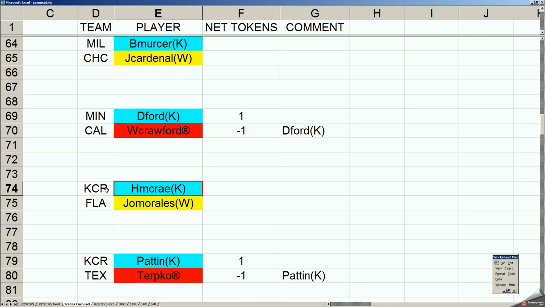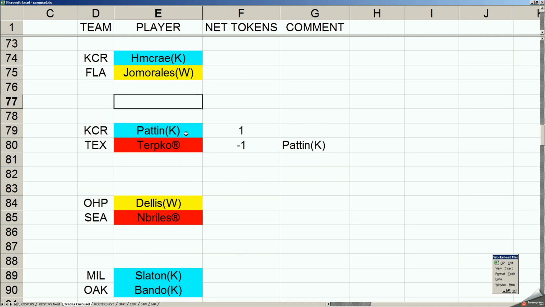Next move, the Kansas City Royals trade Hal McRae to Florida for Jose Morales. Now you're thinking that should be worth a token because Hal McRae's pretty good, but the reality is McRae's not really an all-star again until 1982, which is 6 years from now. And actually, Jose Morales being put on waivers, they don't have to put him on waivers. He actually hits .300 in a couple of these years. So that's why I didn't award a token.